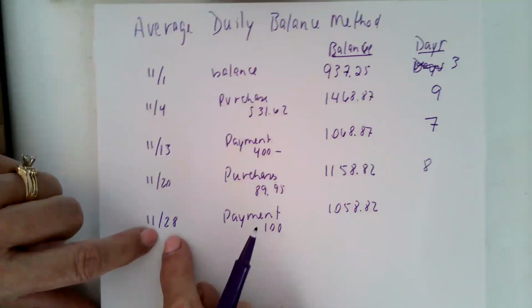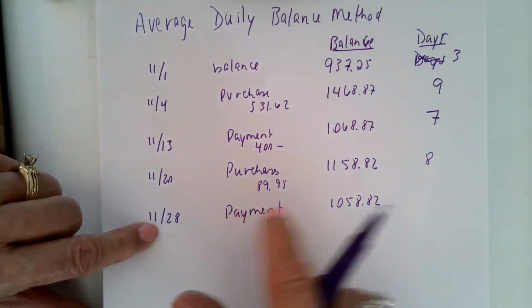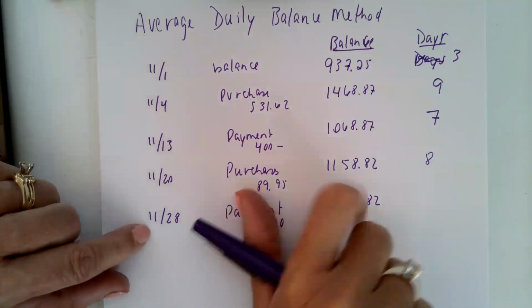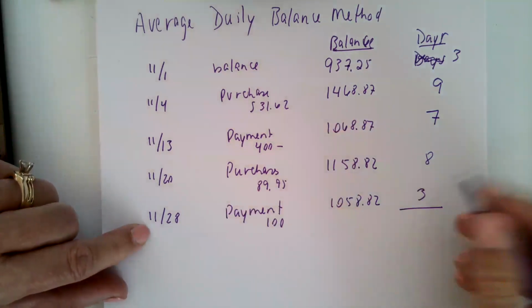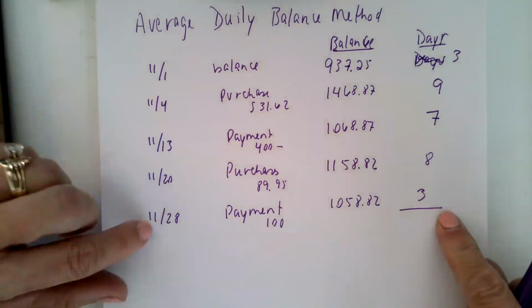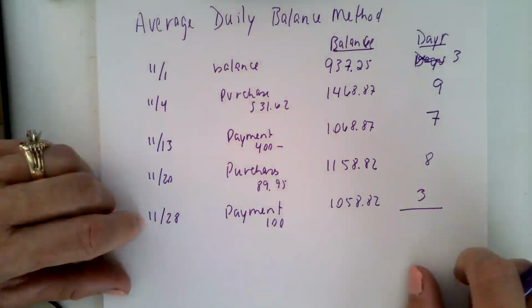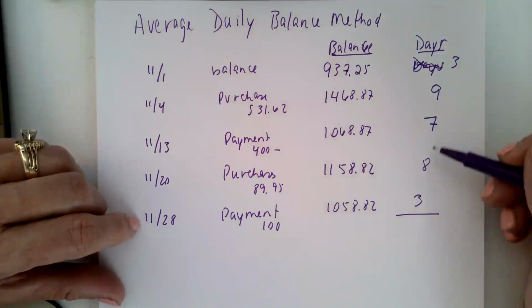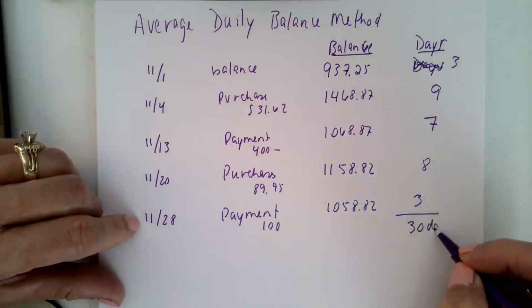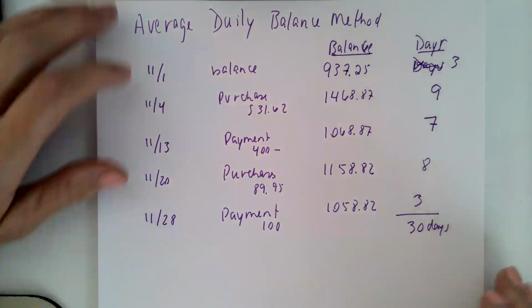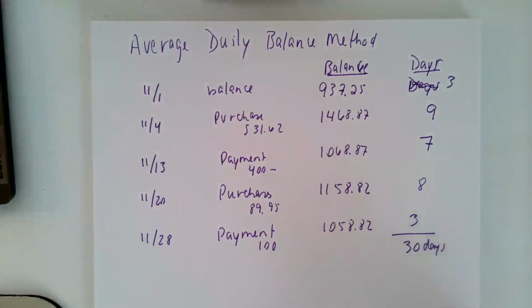And November has 30 days. So it was at this balance on the 28th, the 29th, and the 30th. So for 3 days. The days should add up to 30 because November has 30 days. So 9 and 7 is 16, plus 8 is 24, plus 3 is 27, and 3 more is 30. So that is correct. So what we need to do is find the average daily balance.